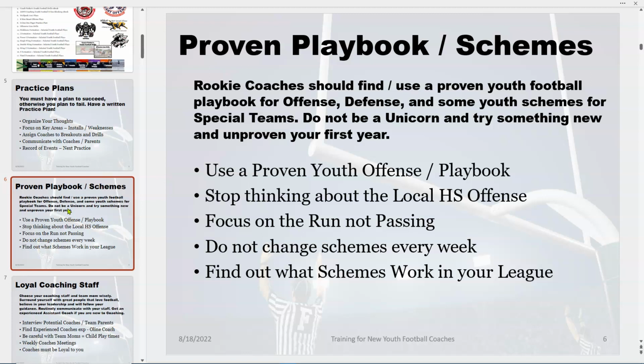The other thing with rookie coaches is don't change your schemes every week. Try to focus on 6 to 8 plays, get really good at those, and start evolving your playbook. So what I really want to emphasize is to try to use proven playbooks and schemes for youth football. Don't try to be running your local high school or college offenses, defenses, because they're just not tailored toward the abilities of kids. So let's move on from there.